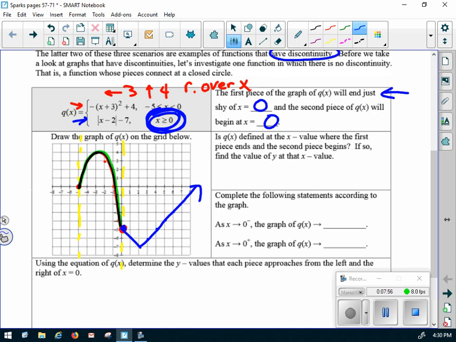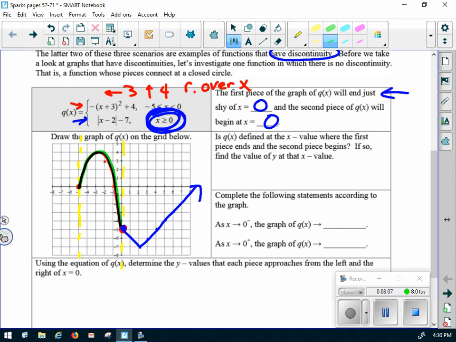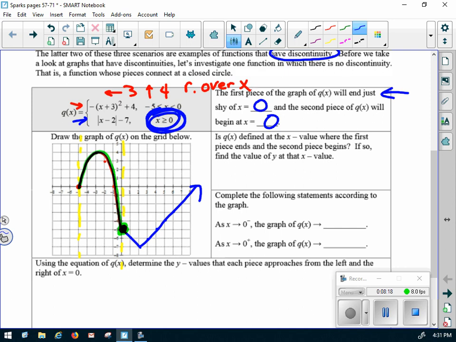Now, second question. Is q of x defined at the x value where the first piece ends and the second piece begins? So the question is, is this function defined right here when x is 0? That's where the first piece ends and the second piece begins. Yes, it's defined because somebody owns the fence there. So what is q of 0? Well, look at the graph. Q of 0 is -5.